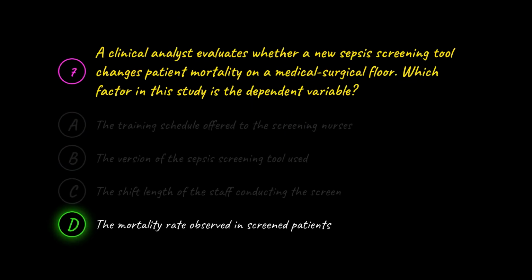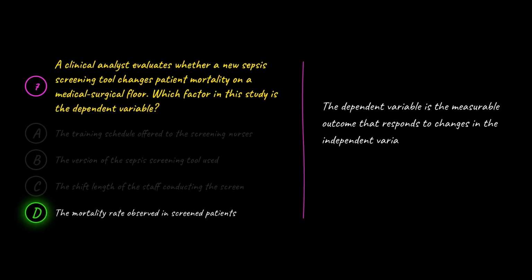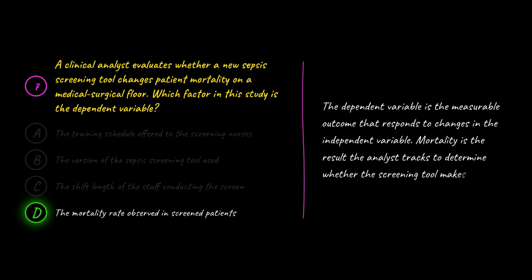The correct answer is D. The mortality rate observed in screened patients. D is correct because the dependent variable is the measurable outcome that responds to changes in the independent variable. Mortality is the result the analyst tracks to determine whether the screening tool makes a difference. That outcome dependence is the defining feature of a dependent variable.